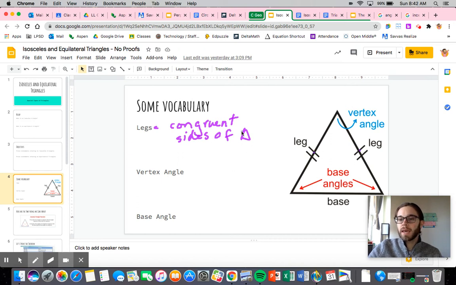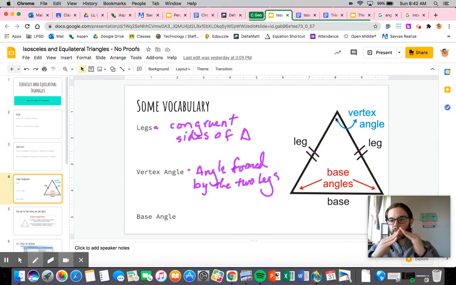The vertex angle. That is the angle formed by the two legs. So this one up here, this is the vertex angle. See how it's where the two legs come together? That's what makes it the vertex angle.